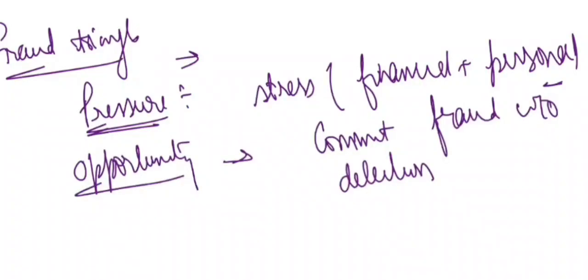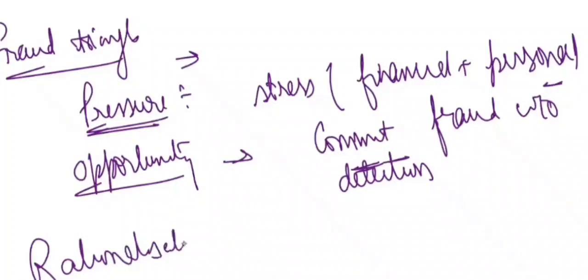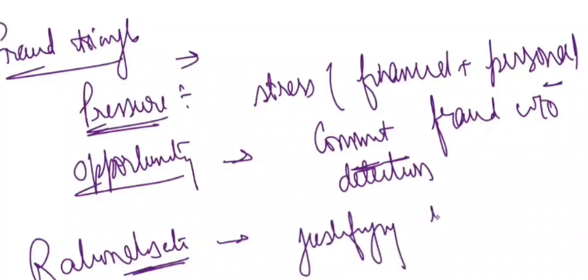Third thing is rationalization. So what is rationalization? Rationalization means justifying unethical behavior, like "it's for the company" or "it's for me." So that's called the fraud triangle. Three words are there: P, R, O. Rationalization means justifying unethical behavior.